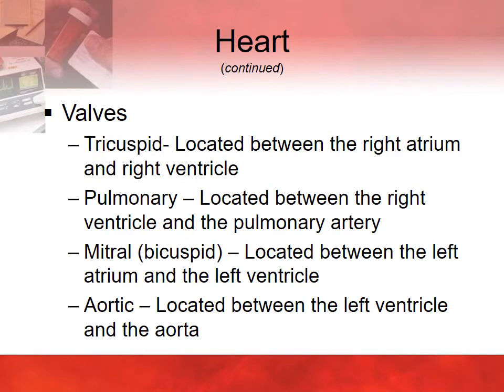In between all these different components of the heart, we have valves. So between the right atrium and the right ventricle, there is a valve. It's called the tricuspid valve. Between the right ventricle and the pulmonary artery is the pulmonary valve. And then in between the left atrium and the left ventricle, we have the mitral or bicuspid valve. And then between the left ventricle and the aorta, we have the aortic valve. And what valves do is keep the blood from backflowing into the chamber. So when the heart pumps, blood doesn't go backwards.